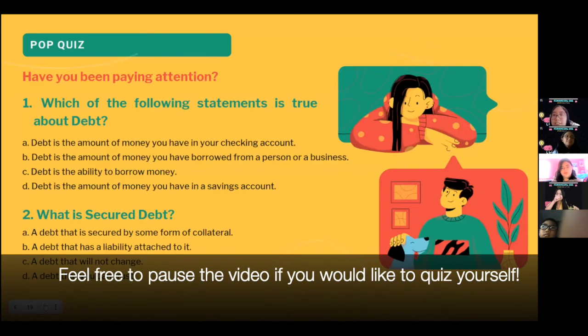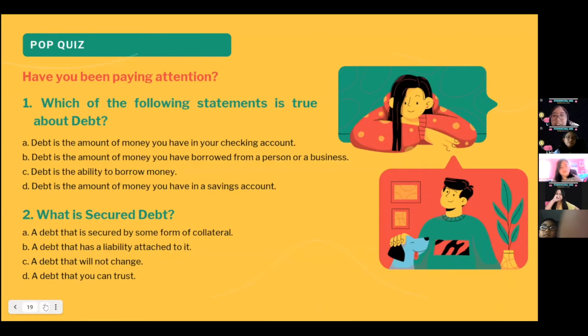So pop quiz, have you been paying attention? For questions number 1 and number 2, they are worth 3 points. So number 1, which of the following statements is true about debt? A, debt is the amount of money that you have in your checking account. B, that is the amount of money you have borrowed from a person or a business. C, that is the ability to borrow money. Or D, that is the amount of money you have in a savings account. Okay, so the answer to number 1 is B. So if you answered B, 3 points.